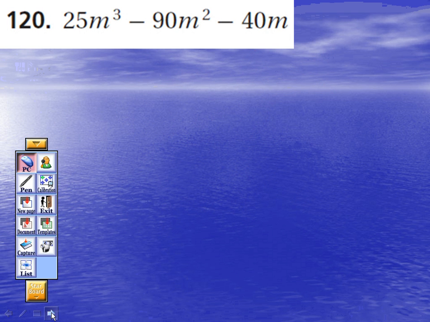Number 120, they all have a greatest common factor. I believe it is a 5. And what letter? An m. So that gives me 5m squared minus, let's see, 5 goes into 90.